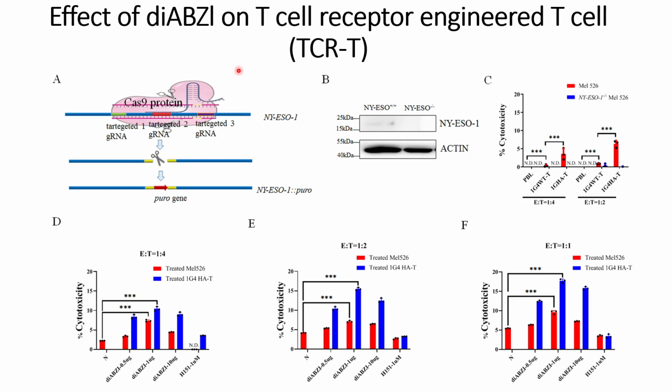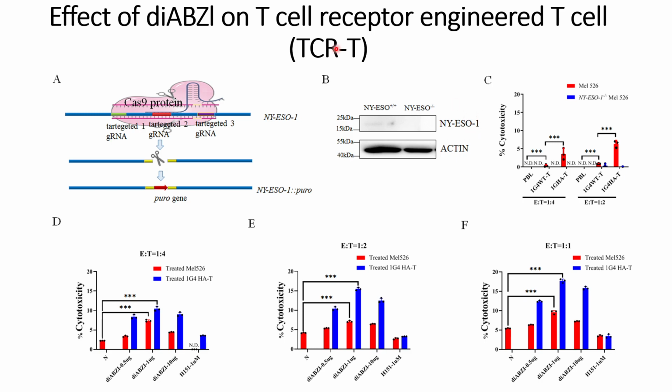In this video, we will discuss the effect of DiaBZl on T cell receptor engineered T cells. The T cells that are engineered with these receptors, that is 1G4HA-T, high affinity T cell receptors, and its wild type version, that is 1G4 wild type, have a high sensitivity towards the tumor cells where antigens are expressed using this gene, that is NY-ESO1.